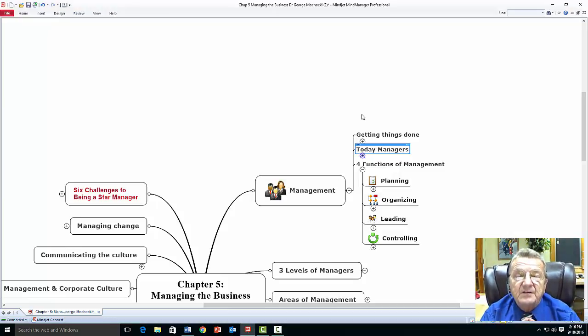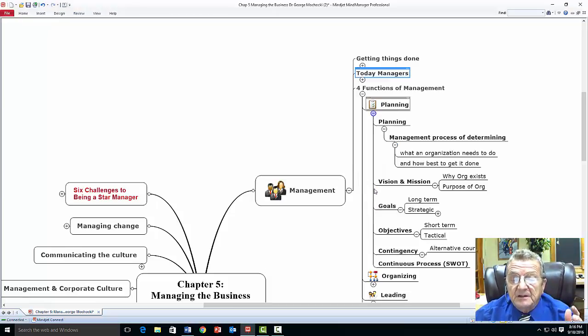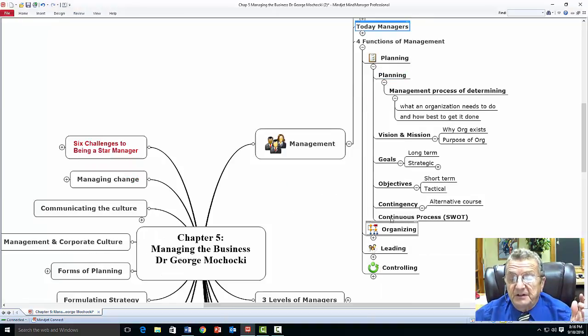What skills do you have? What makes a good manager? The four functions of management are planning. You have to be able to plan. Management determines vision, goals, objectives, and contingencies, and we're going to talk later on about the SWOT: strengths, weaknesses, and opportunities. We already discussed that.